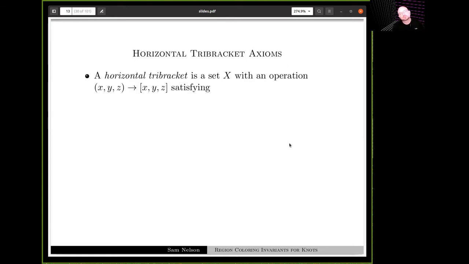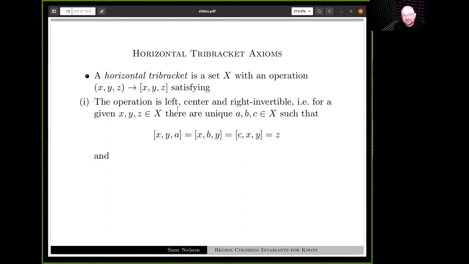When you look at the conditions imposed on this algebraic structure by the Reidemeister moves, we end up getting the following two axioms. First, the operation has to be left, center, and right invertible. What I mean by that is that if you are given a triple X, Y, and Z of elements of X, then there are unique elements A, B, and C so that Z can be written as the tri-bracket of X with Y with A, and as X with B with Y, and as C with X with Y. In other words, if you have X, Y, blank equals Z, wherever that blank is in the tri-bracket, you can always solve for it in a unique way. There's always a unique solution to that.